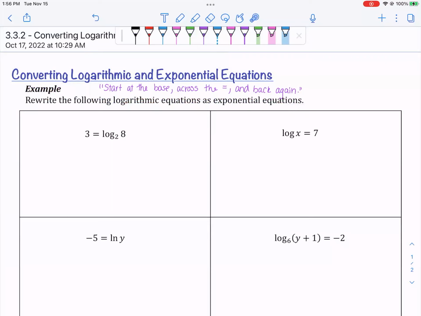So when we're going in the direction of taking a logarithm and changing it into an exponential, what we're looking to fill out is this. Blank raised to the blank is equal to blank, and we fill it in that order exactly. The important thing to know is that the base is always the first thing you fill out. That's why we start at the base. Start at the base, across the equals, back again.